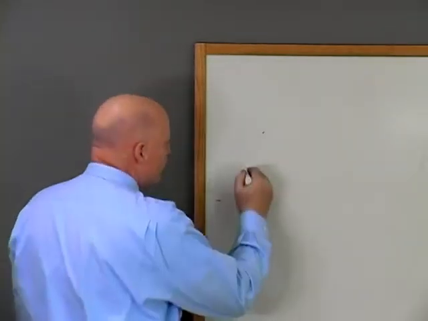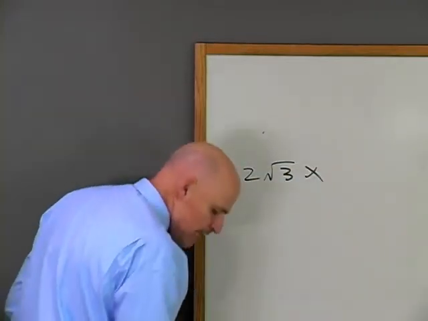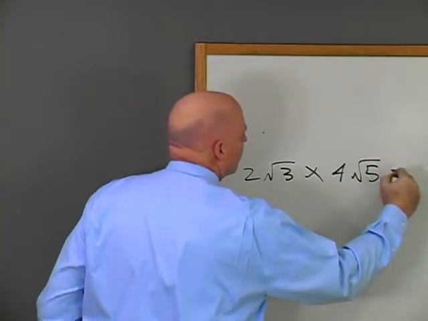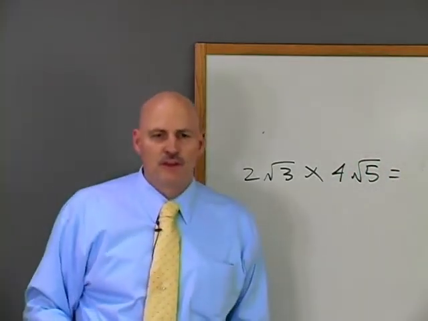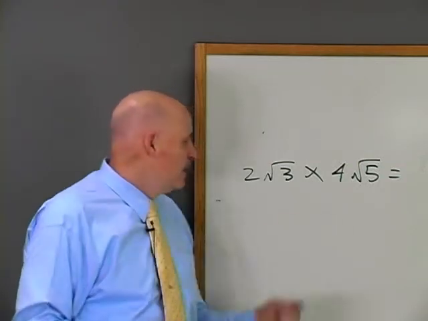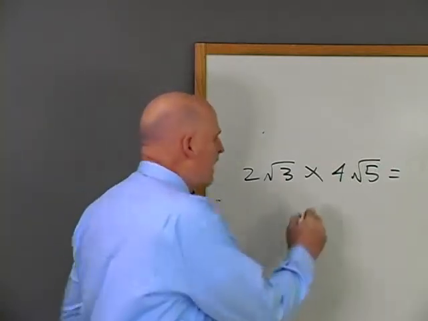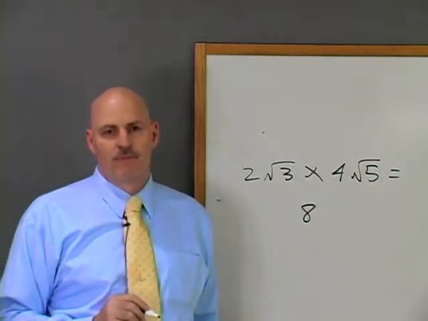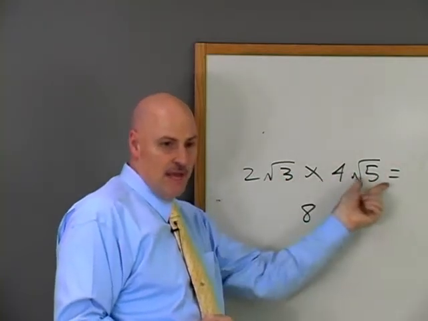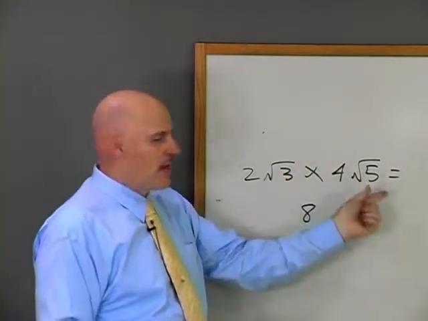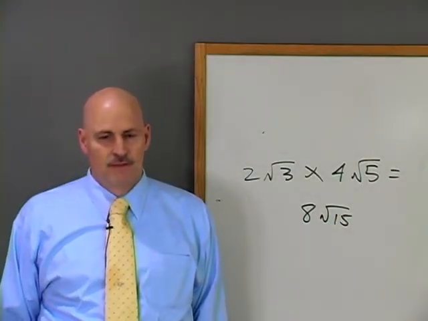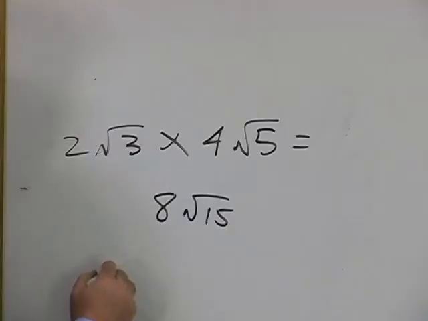2 times the square root of 3 times 4 times the square root of 5. Go ahead, help me. What do you think you do in this one? Let's multiply the 2 times the 4, and that would give us 8. Then what? The square root of 3 times the square root of 5, because they're the same kind. Numbers times numbers, radicals times radicals, and you get square root of 15. All set.